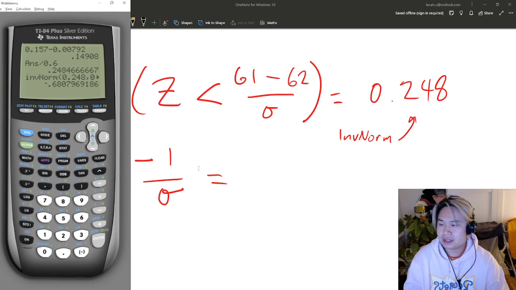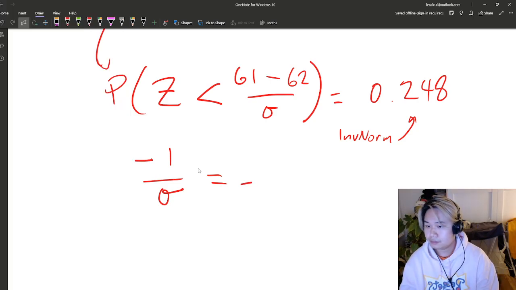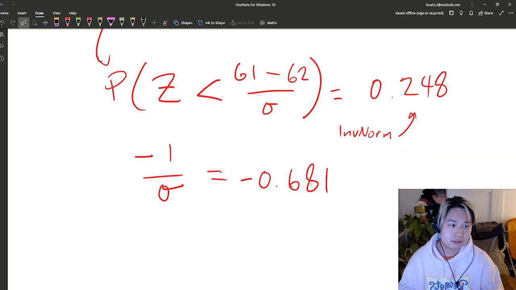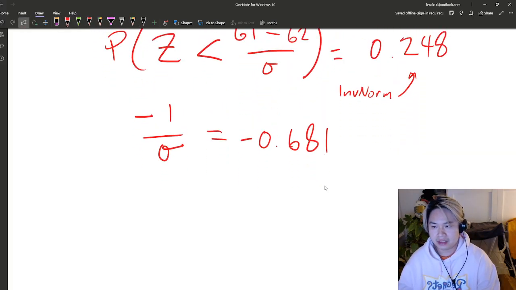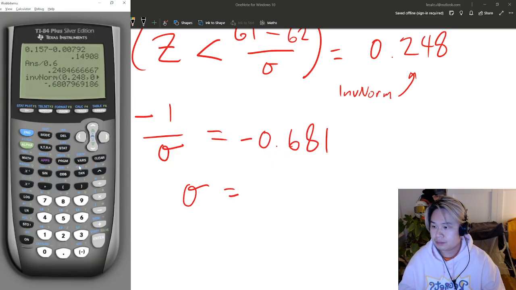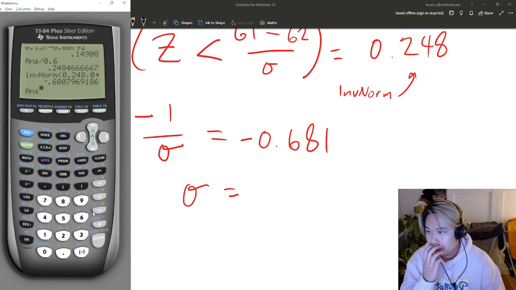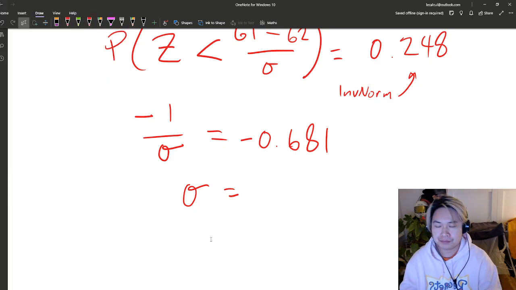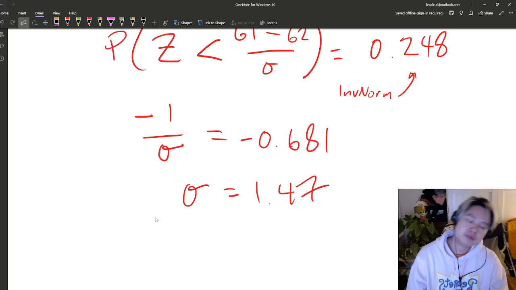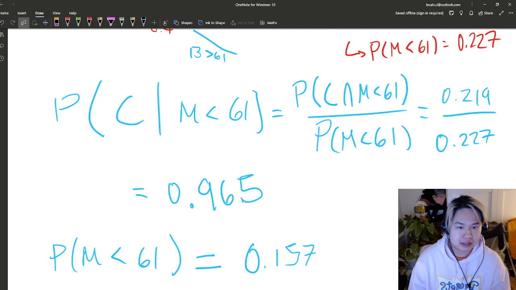Okay, so my z-score is negative 0.681. And then of course this just means that sigma is going to be whatever it needs to be to solve this equation. I think it's 1.47. Yeah. And then that's it, we're done, with about 15 minutes to spare.